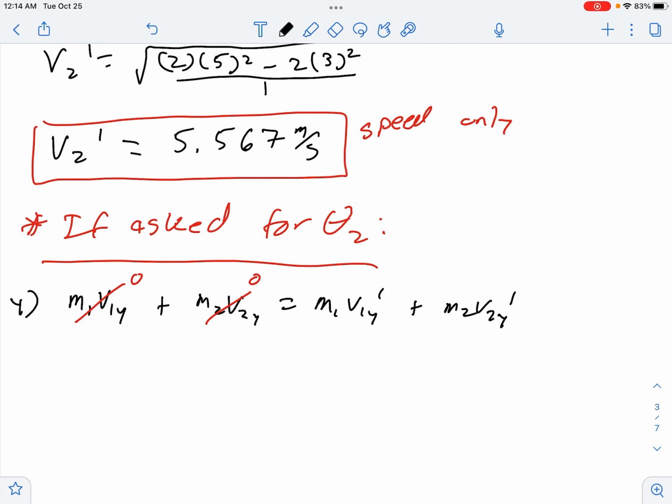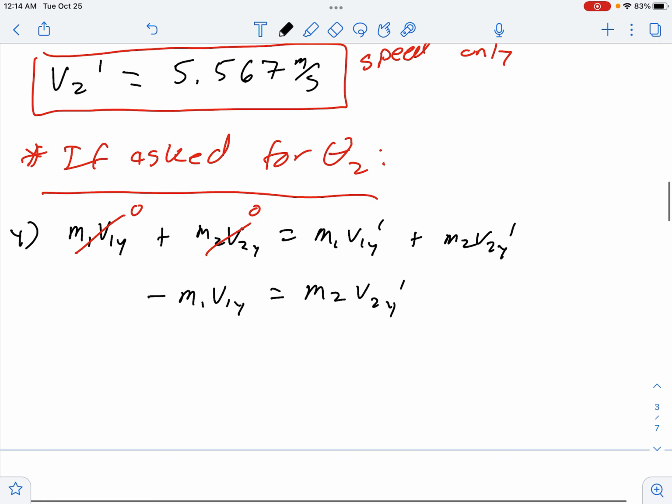Okay, so neither ball has any momentum up or down to begin with. And the consequence of this is that if I move over m1 v1y prime, the momentum of ball number one after in the y direction is equal to the opposite of, so I have to subtract it over, the momentum in the y direction for ball number two. And that's kind of nice.